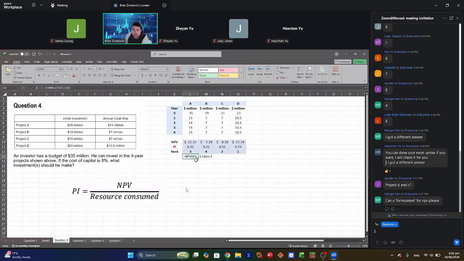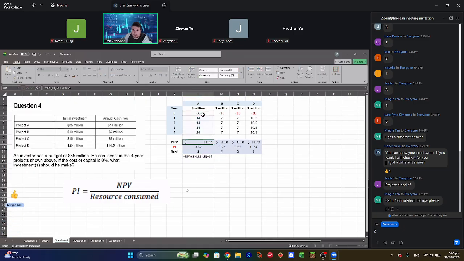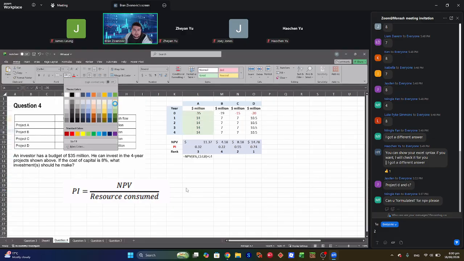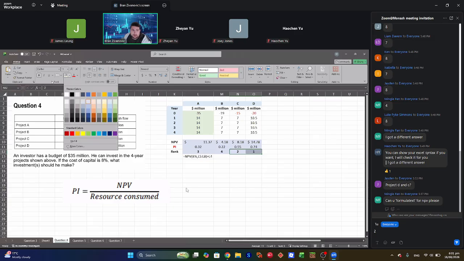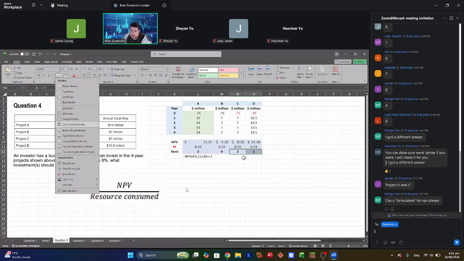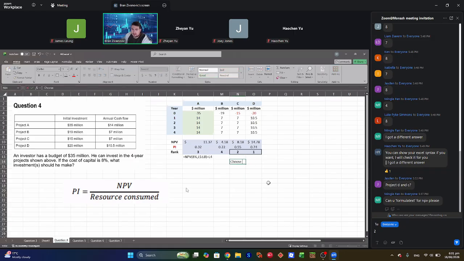It's all the same actually, I just dragged them across. Can you see the formula text? So it's this essentially. So option one and option two is what we would select. So sorry, option C and D. So choose C and D as highest PI and within 35 million budget.